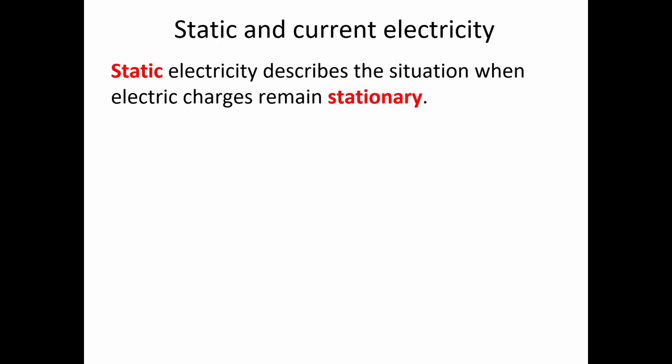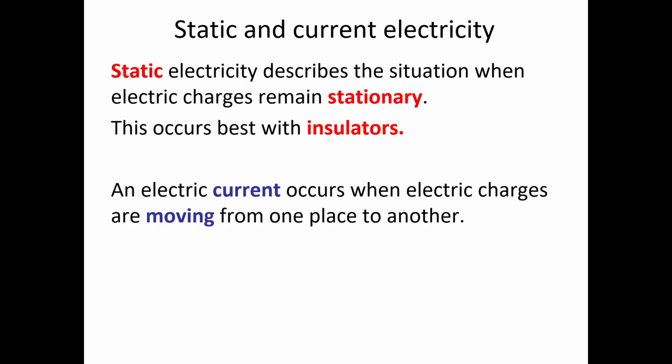Now, static and current electricity, let's have a look at the difference between those. Static electricity describes a situation where electric charges remain pretty stationary, and this occurs a lot with insulators. Electric current is covered in another couple of videos, but that occurs when electric charges, or electrons, are moving from one place to another, flowing. So that occurs with conductors. The rest of this video is going to be about static electricity.